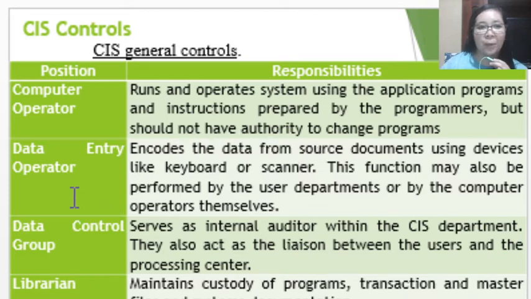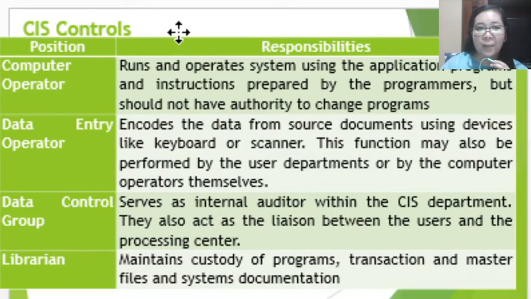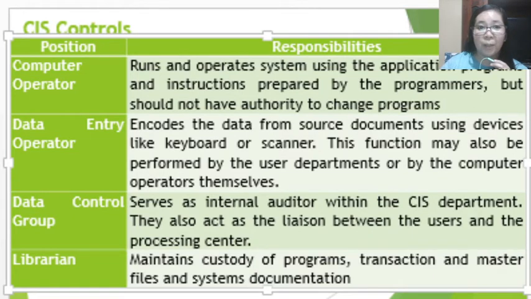Next, for the data entry operator, he is the one who encodes the data from source documents using devices like the keyboard or scanner. This function may also be performed by the user departments or by the computer operators themselves. For the data control group, they are the ones who serve as internal auditor in the CIS department. They will act as liaison between the users and the processing center. Next is the librarian. He maintains custody over the programs, transaction and master files, and the system documentation. So if you could notice, a segregation of duties was emphasized in those different positions and their respective responsibilities.